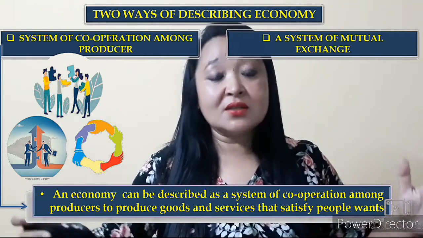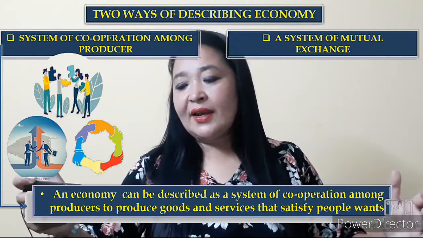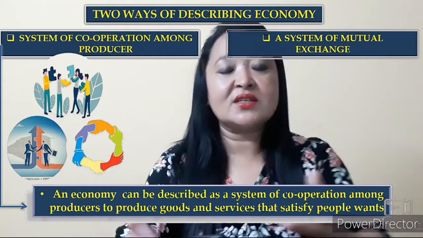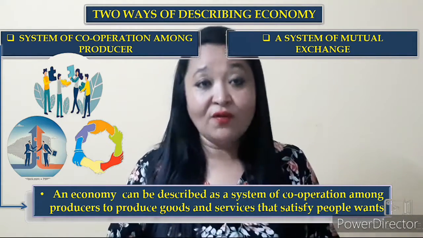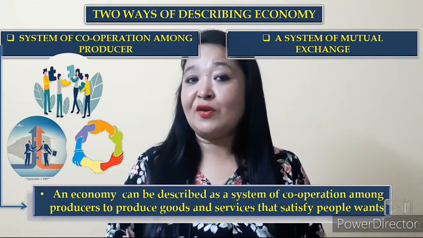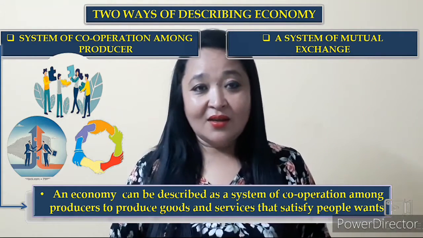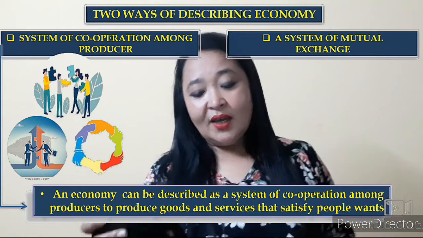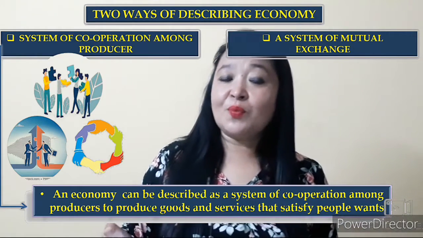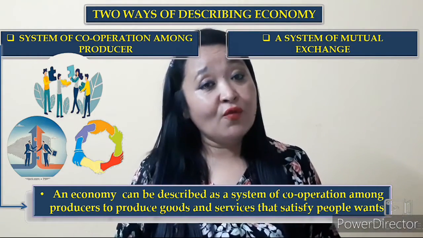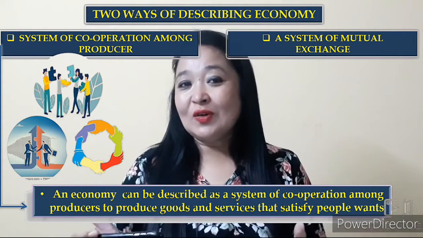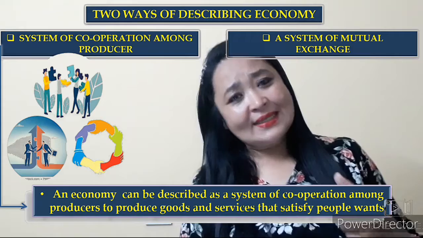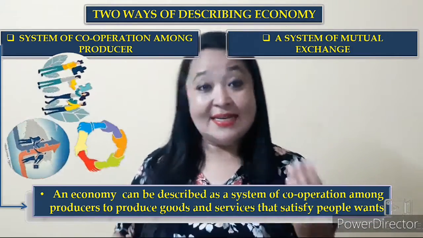So this system of cooperation among the producers has made it possible that we use a different variety of goods. Otherwise, a single producer cannot produce all these things for us. Yes or no? Okay, so an economy can also be described as a system of cooperation among the producers to satisfy our day-to-day needs.